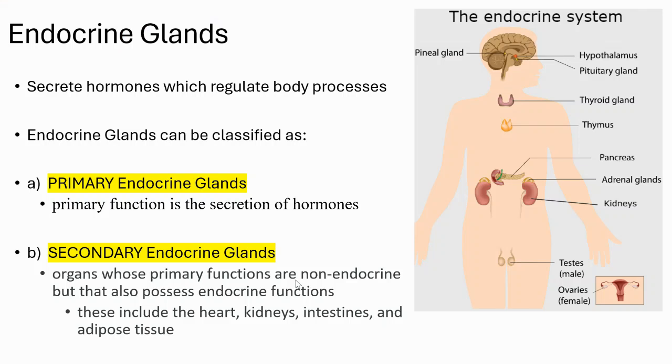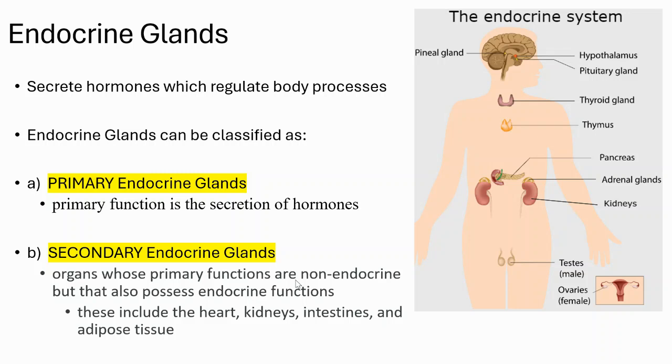Before we get started on that, let's talk a little bit about endocrine glands. Endocrine glands are the areas that secrete hormones which regulate body processes. Again, the endocrine system, just like the nervous system, is a regulatory system of the body. Now, endocrine glands can be classified as primary or secondary. I am not going to ask you primary versus secondary endocrine gland. I'm not going to do it.